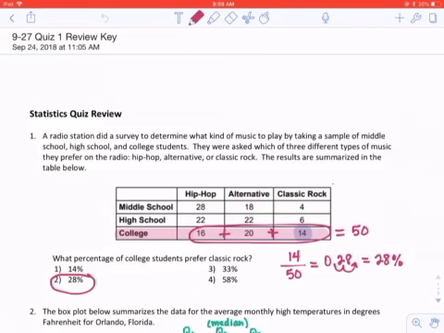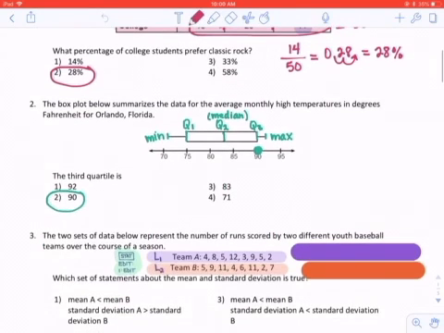I will post this answer key in Classroom as well, but I'm going to quickly go over a couple and walk you through slowly some of them. So, number one, we did one exactly like this in class, so that should be pretty straightforward.